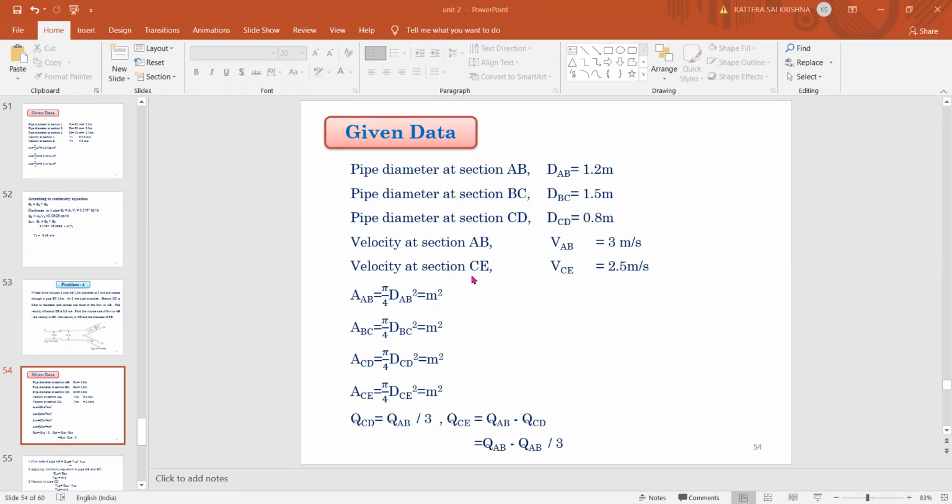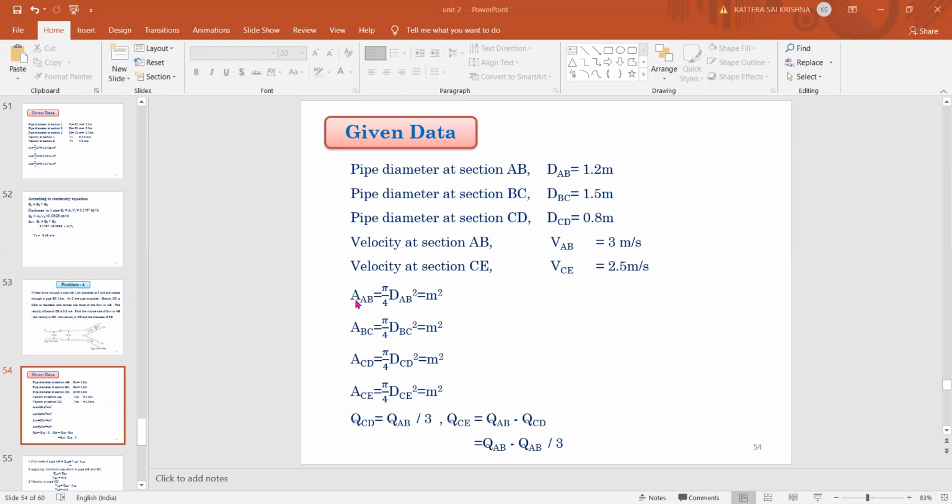Next, he gave 2 velocities. Velocity at the section AB, VAB, equal to 3 meters per second. Velocity at section CE, VCE, is equal to 2.5 meters per second. So these are the data given to us. These 5 things are the data given. After that, immediately you find the cross-sectional areas where you have diameters. We don't have diameter CE, so we cannot find this area.